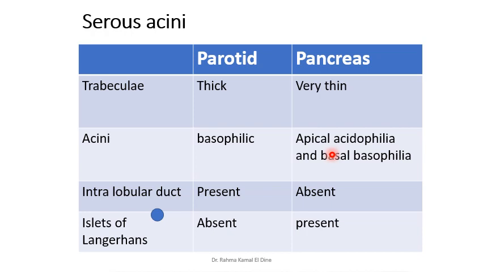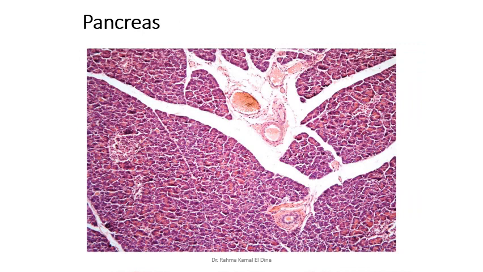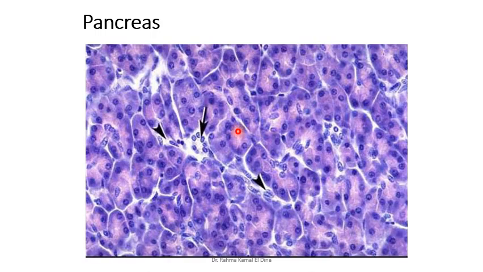Basal basophilia, apical acidophilia. Inside the lobule, you can see intralobular ducts in the parotid, while in the pancreas, no. Islets of Langerhans are present in the pancreas and not present in the parotid. Look, dear student, guess what it is? I can see the acini, basal basophilia, apical acidophilia. This is the stroma. The white thing here is artifact; the stroma is minimal. And here are the islets of Langerhans, and I cannot see intralobular ducts. Again, this is the pancreas: basal basophilia, apical acidophilia.